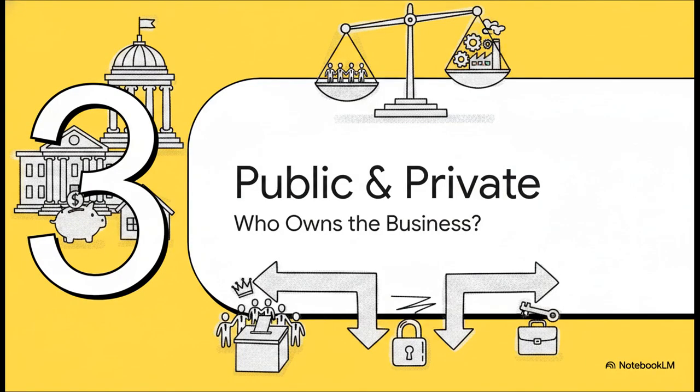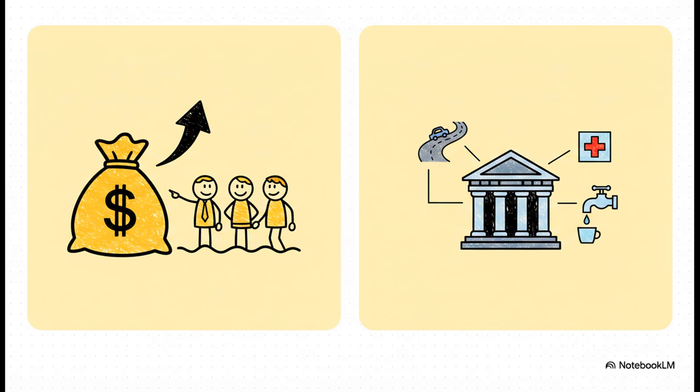Section 3. Public and private sectors. Who owns the business? Okay, so we've covered what businesses do and how they're regulated, but who actually owns them? Well, the private sector consists of businesses owned by individual citizens or private groups, and they're usually driven by the core motive to make a profit. On the flip side, the public sector consists of organizations, departments, and enterprises owned and operated by the government. Their primary goal generally isn't profit, but rather providing essential infrastructure and services to the citizens of the country.